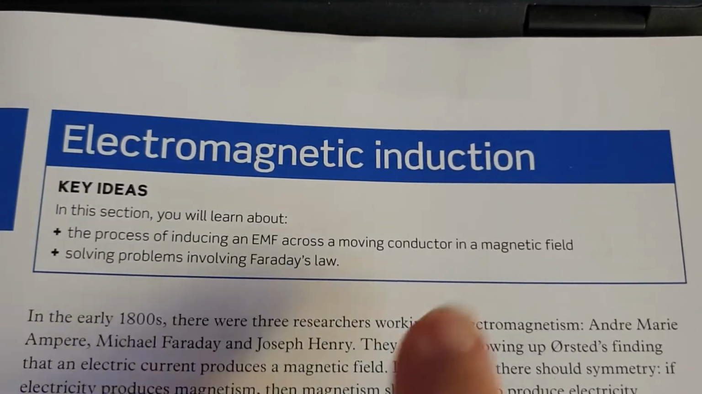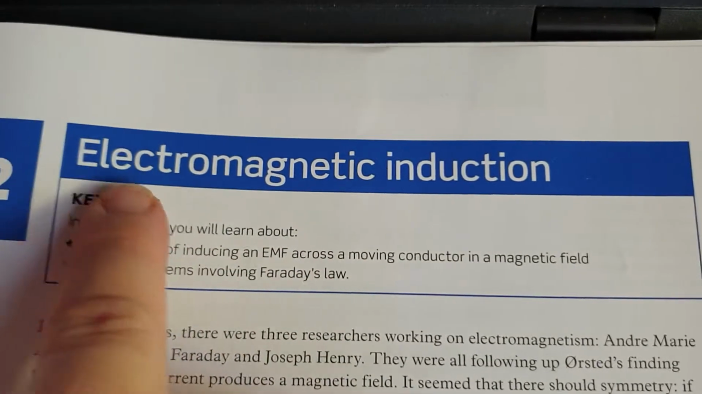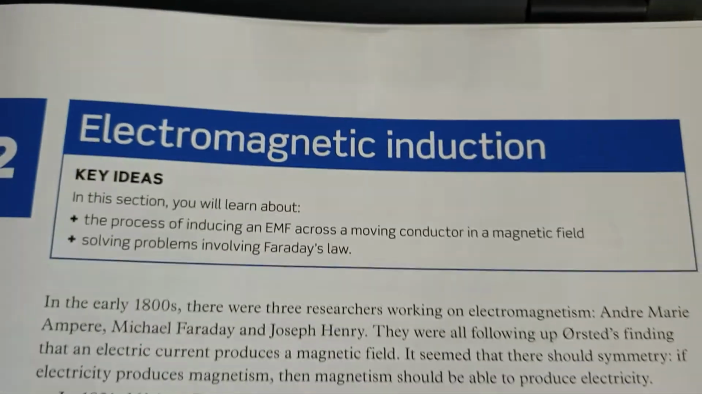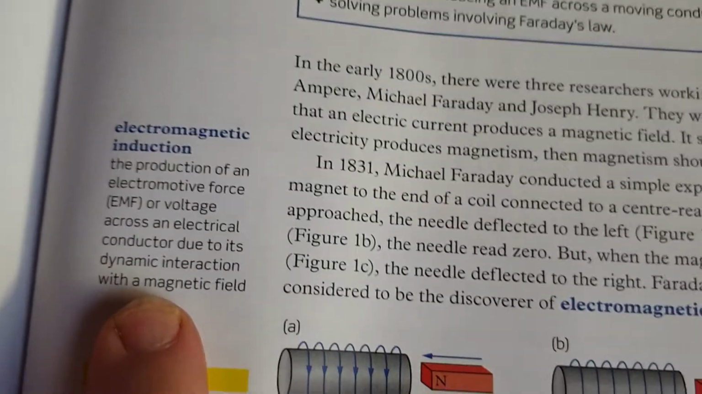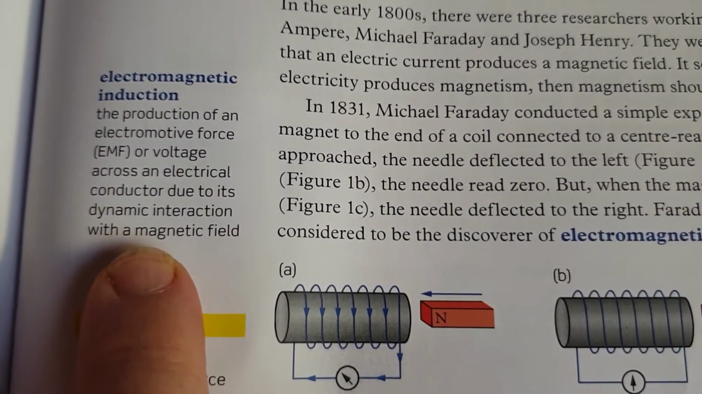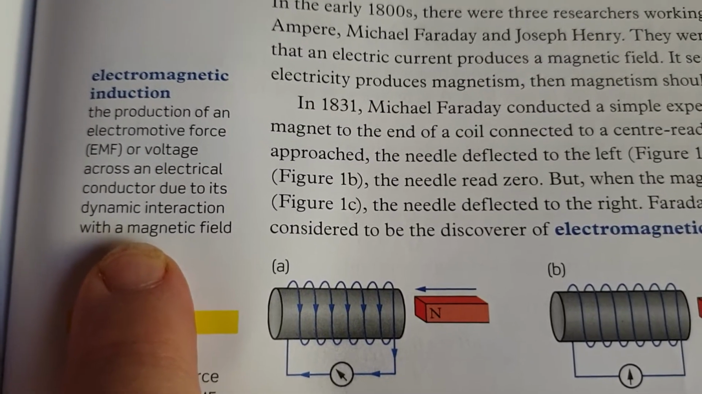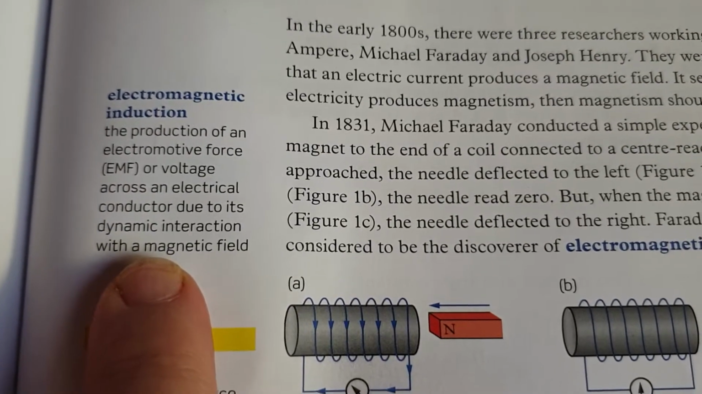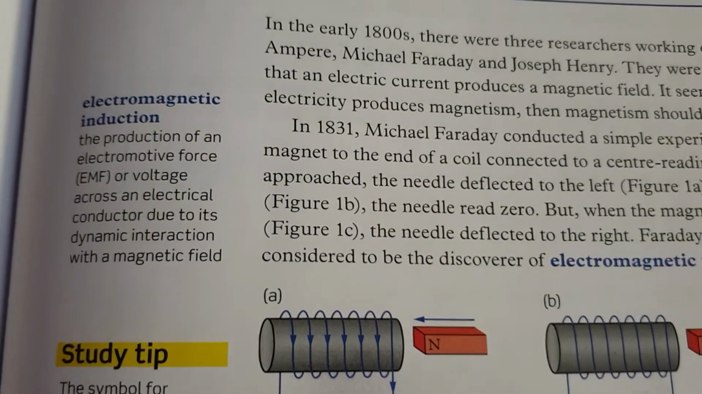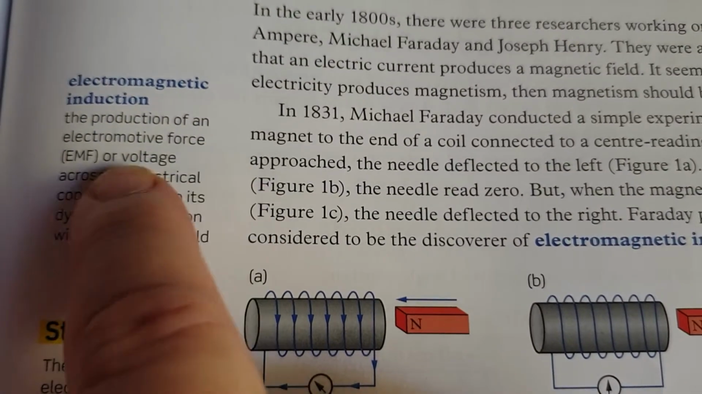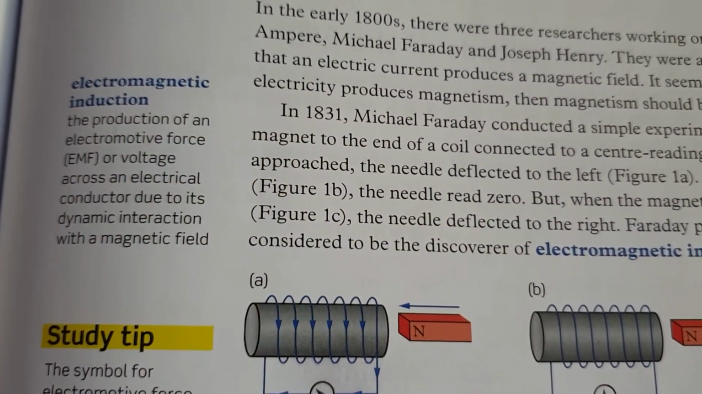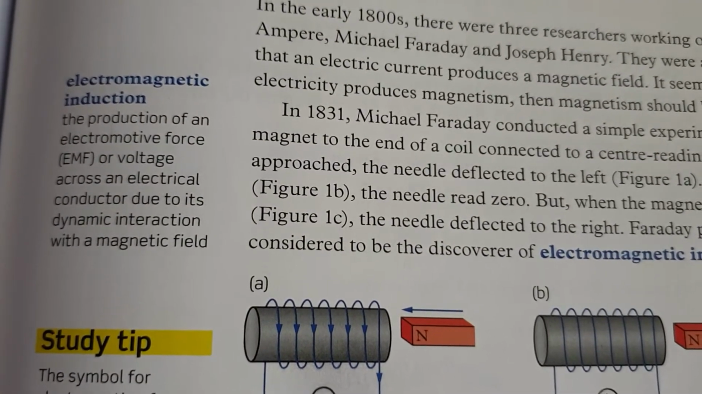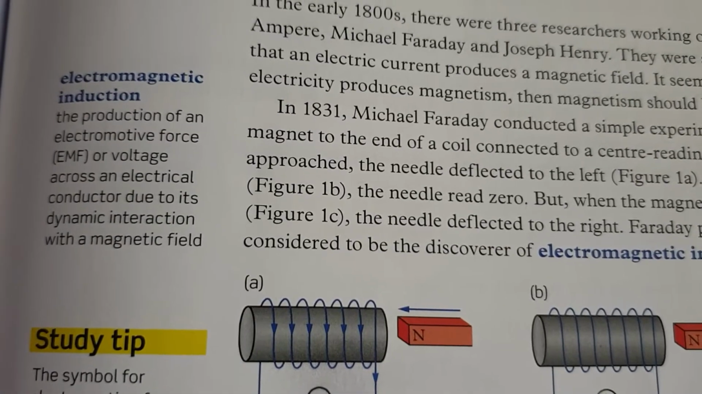So that's induction. We're looking at the interaction between electric and magnetic fields that's going to induce, or make, something happen. There's an actual definition down here. Electromagnetic induction, the production of an electromotive force, or EMF, or voltage. Now, they are the exact same thing. That's what they mean by "or voltage." It's not alternatives. They are the same thing. It's just two different terms for the same thing, electromotive force or voltage.